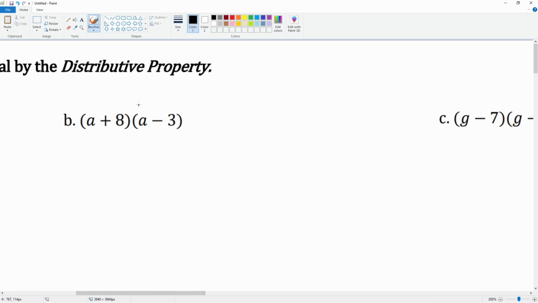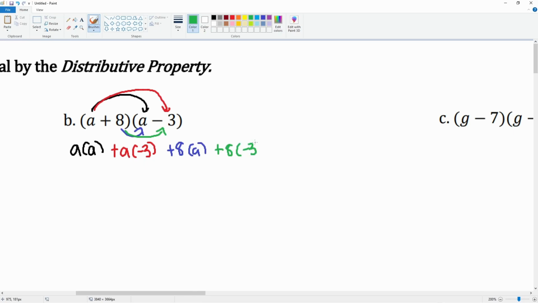All right, let's do this one. A times a, so that's what I write. A times a. Then you have a times -3. Then you have that 8 times the a. Then you have the 8 times the -3.